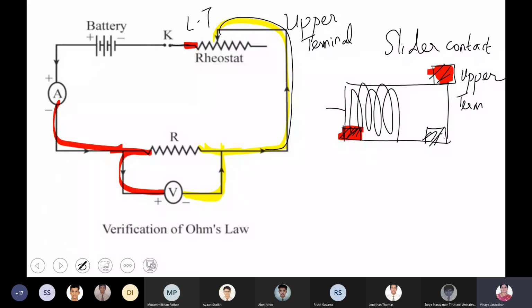From the key, connect to battery negative, again a black terminal. Then battery positive to your ammeter positive. You can join two wires and connect them to the rheostat.